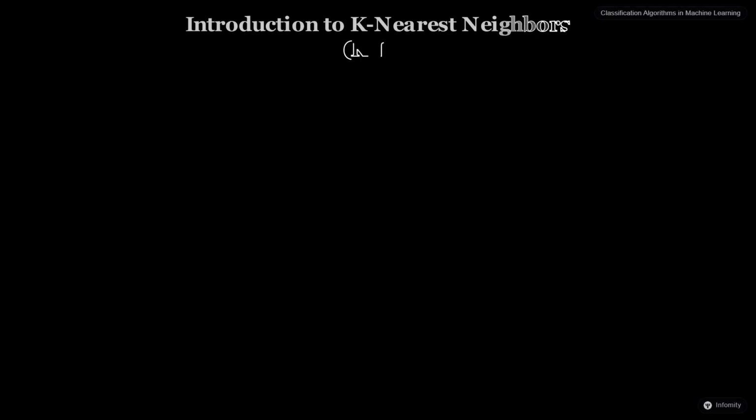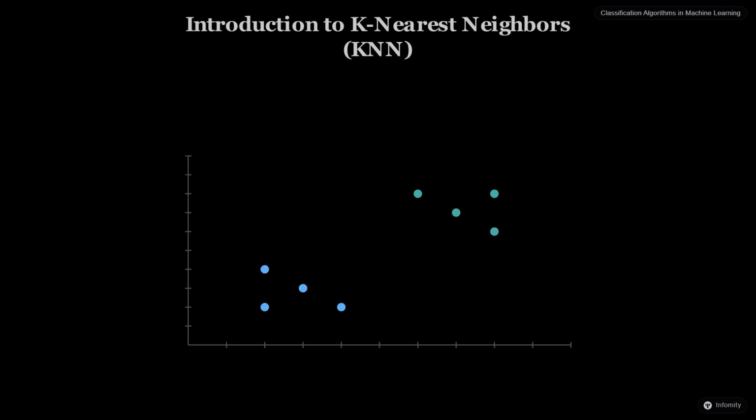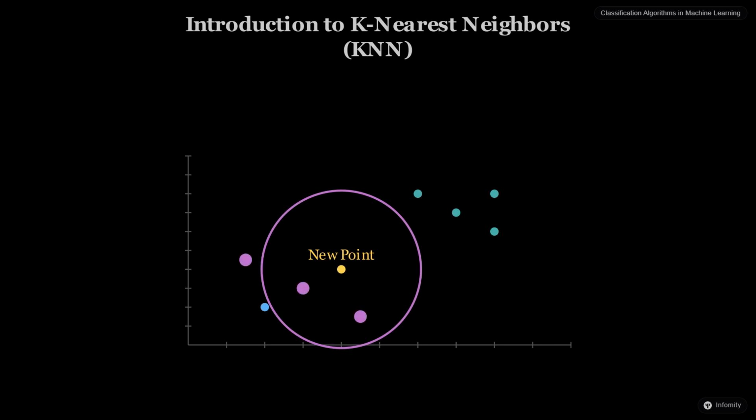Next, let's explore k-nearest neighbors, often shortened to KNN. This is a very intuitive and simple classification algorithm that makes predictions based on proximity. Imagine you want to classify a new data point. KNN looks at the k closest data points in your training set. It then assigns the new point the class that is most common among these k nearest neighbors. It's like asking your closest friends what something is, and going with the majority opinion.